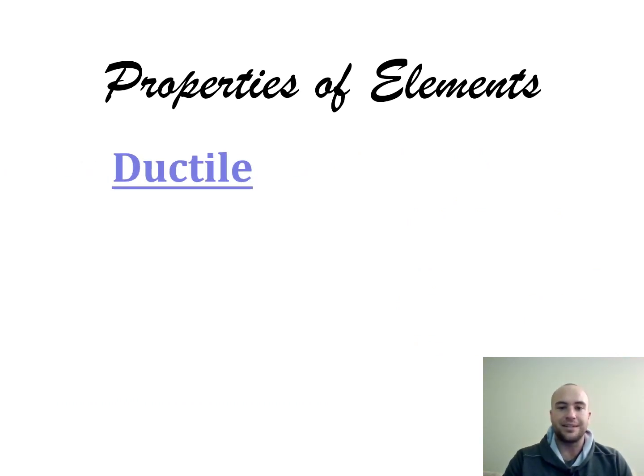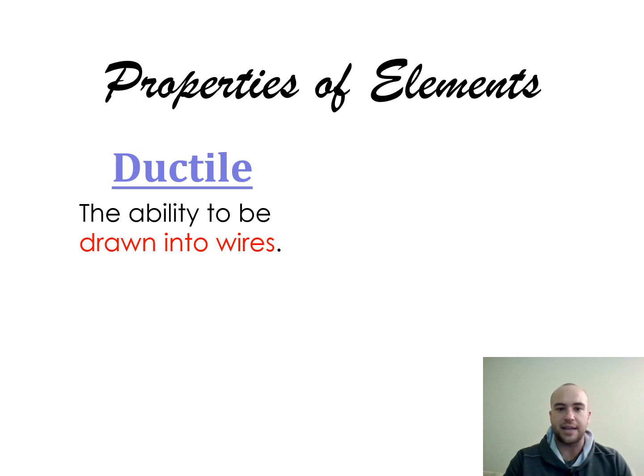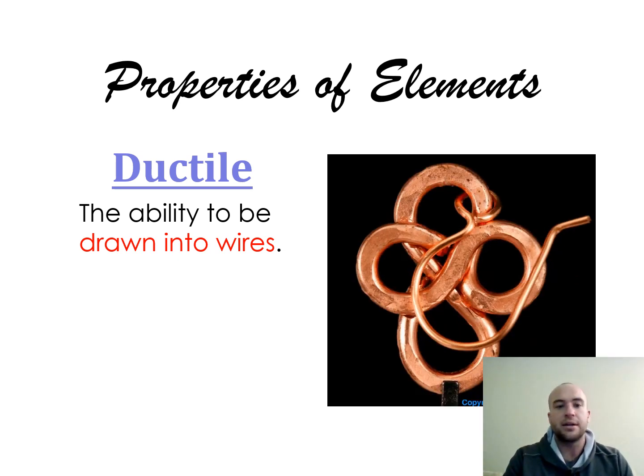Another property, ductility, or ductile. It's the ability to be made into a wire or drawn into a wire. It's pretty straightforward. Copper, for example, is a very common element used in making wires because it's very ductile.